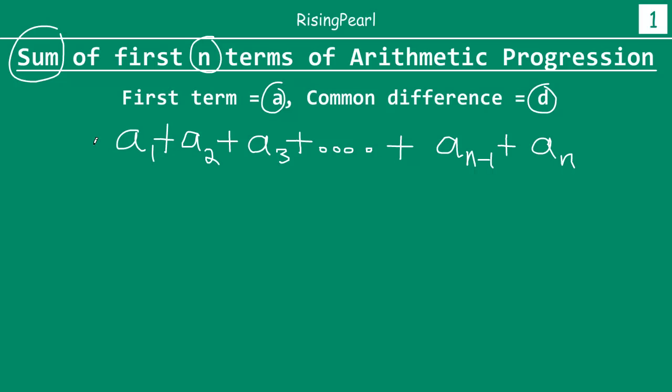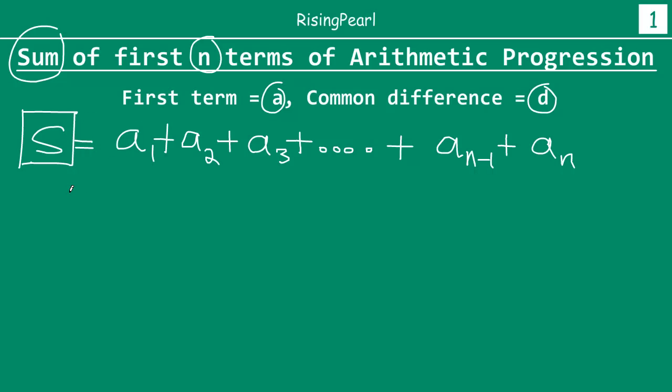If we add all these terms, what is the value? Let us say the value is s. So our goal is finding the value of s. If we have any given arithmetic progression and we are asked to find the sum of the first n terms, what will that sum be? That is what we are trying to find out.